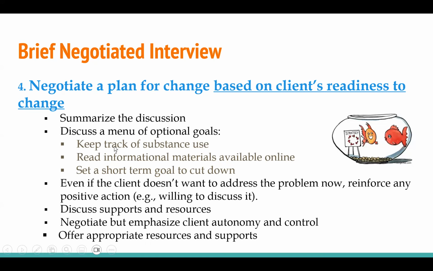Lastly, we have negotiate a plan. If a student falls within a low risk range in a brief intervention, that's easy. You can just say, keep on doing what you're doing. Let's talk about what you're going to continue to do. So they have a plan.